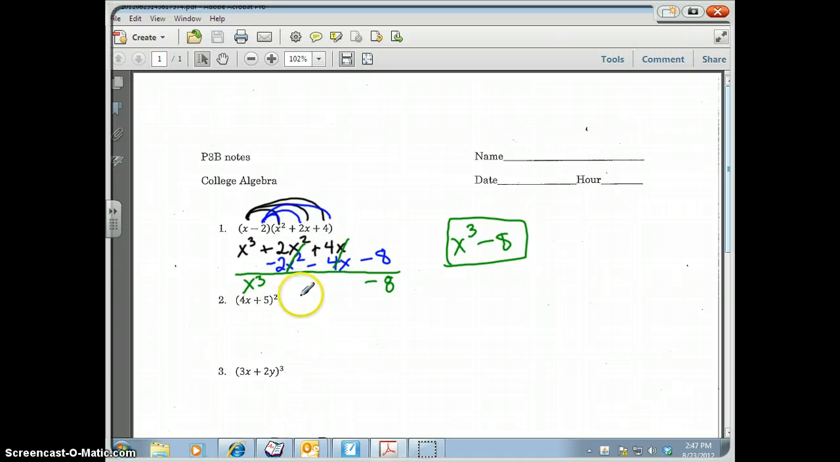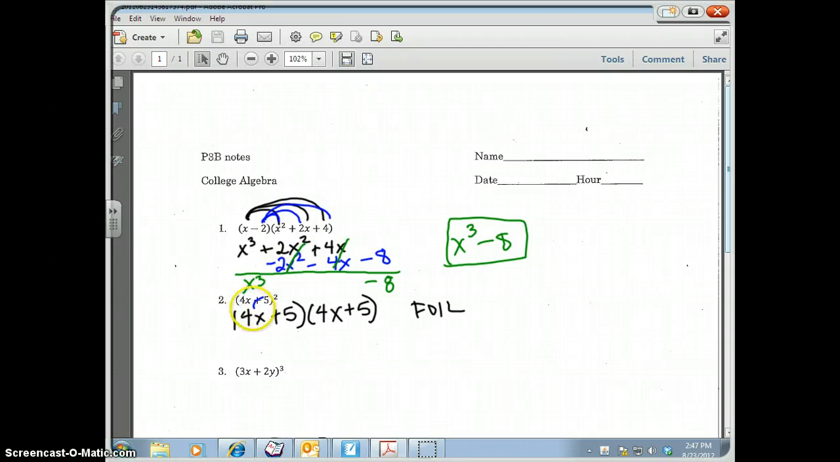Number 2: 4x plus 5 quantity squared. If you know the pattern for squaring a binomial, you may use that. If you don't remember the pattern, you can always write it twice and FOIL it.